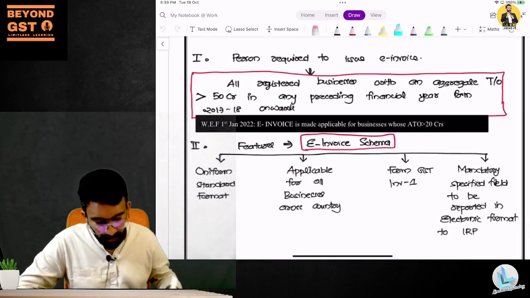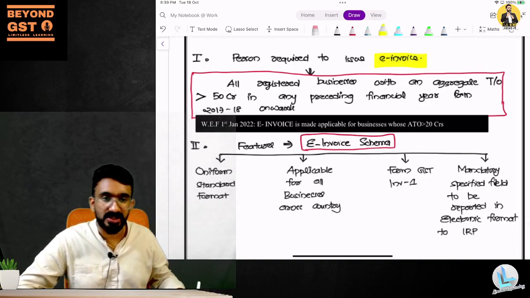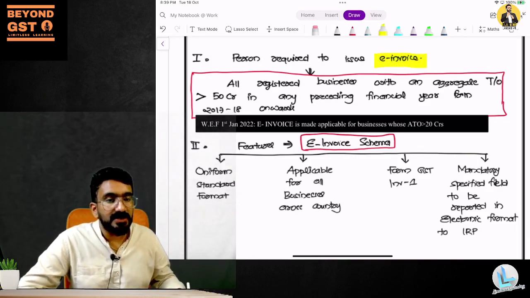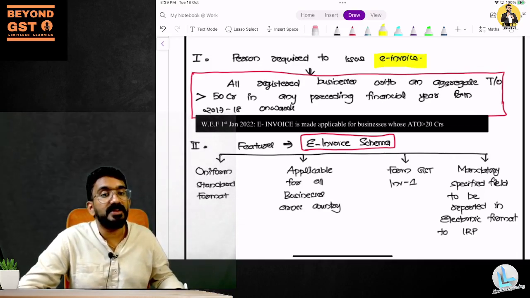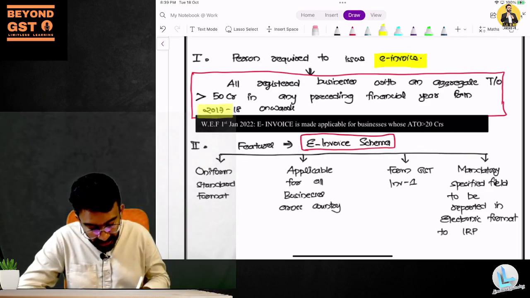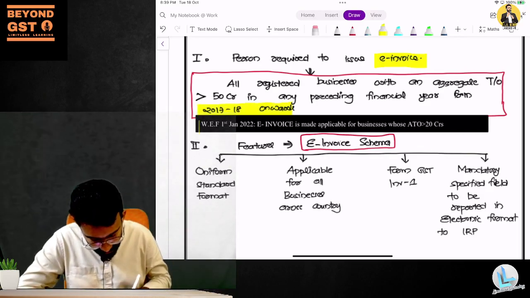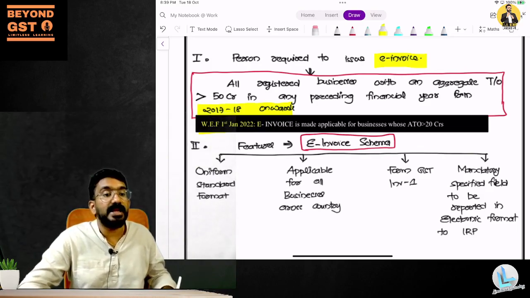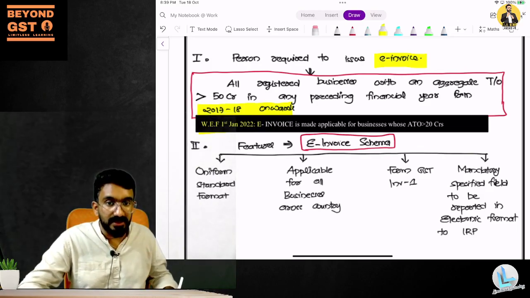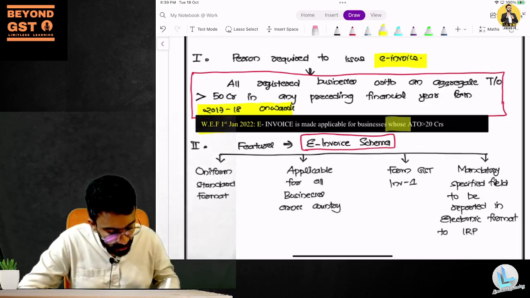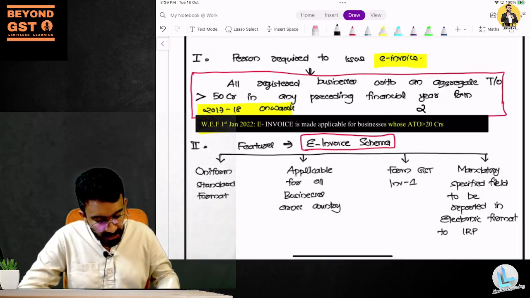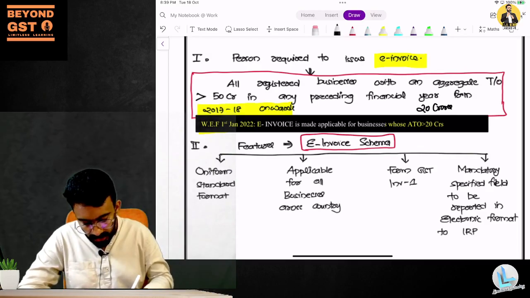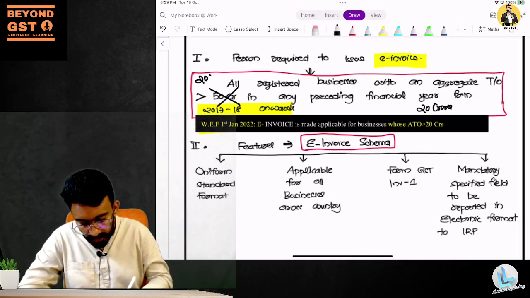Person required to issue e-invoice. This has been changed. All registered business with an aggregate turnover of more than 50 crore in any preceding financial year from 17-18 onwards was the wordings. But look at this. With effect from 1st January 2022, which means all those amendments till 30th of April are applicable for you. Now from 1st January, this is amended and said whose turnover exceeds 20 crores. So what is the limit now applicable for e-invoicing? 20 crores. So now 50 crore is changed to 20 crore.